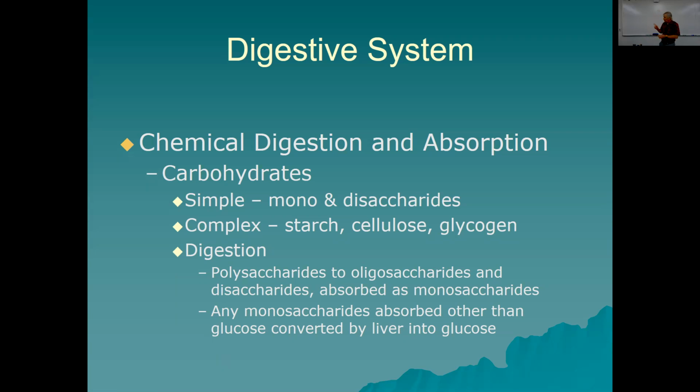Any monosaccharides absorbed other than glucose are converted by the liver. Now remember, these sugars go directly to the liver along the hepatic portal vein, and the liver converts them to glucose. So if you have fructose or galactose, it's converted to glucose, because glucose is blood sugar, and it's the most important sugar, and it is the sugar that complex carbohydrates are composed of. Okay.